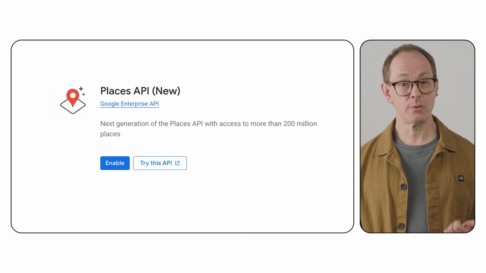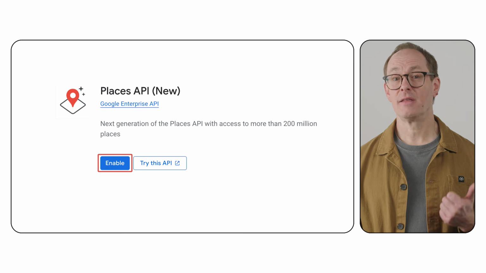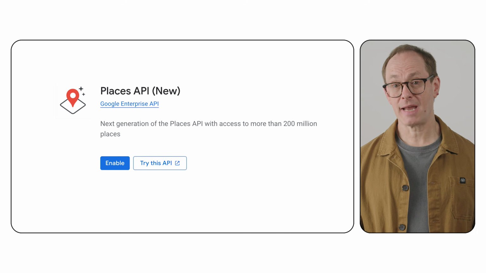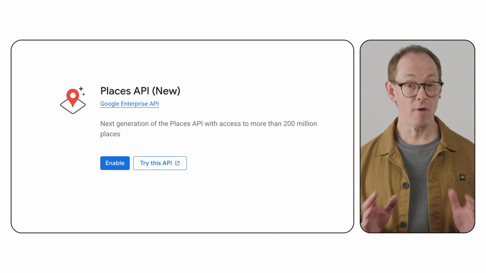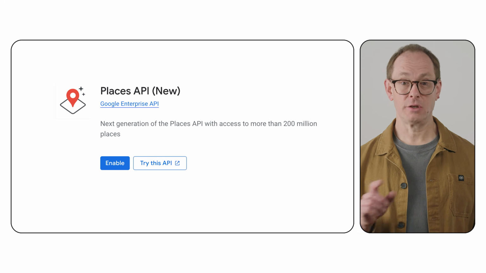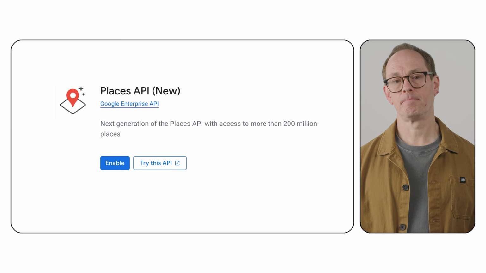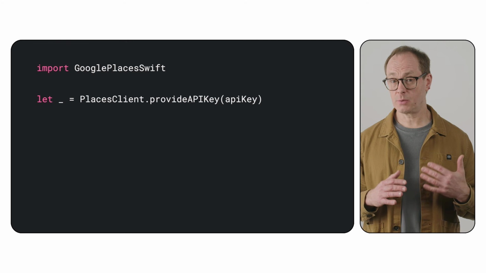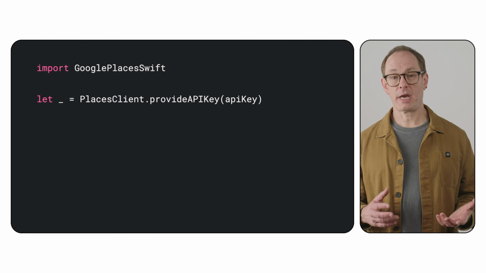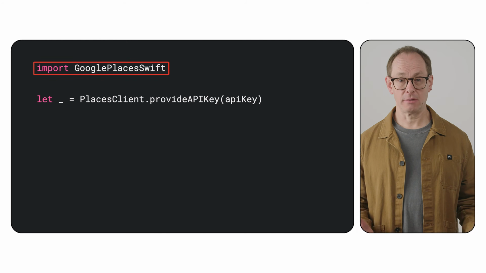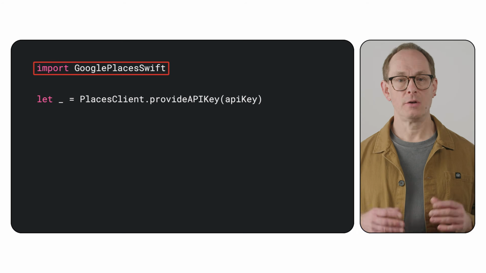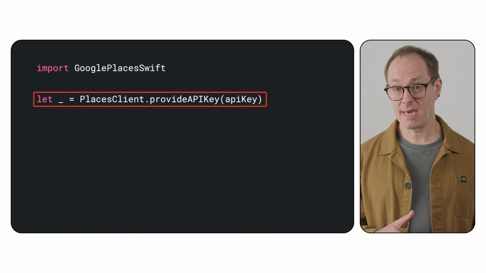First, you'll need to enable Places SDK in the Google console and create an API key. We recommend that you restrict the API key to your app bundle ID. Next, add the Google Places Swift dependency to your project using Swift Package Manager and import it into your code. Don't forget to specify the API key in your app.